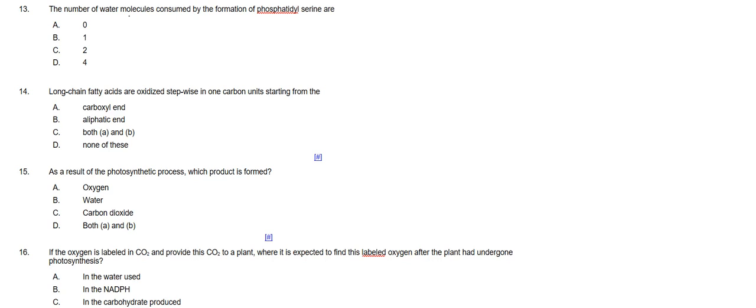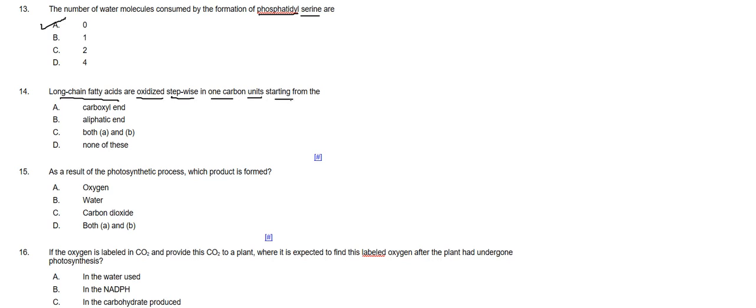Next is the number of water molecules consumed by the formation of phosphatidylserine. For the formation of phosphatidylserine, which is a component of the inner membrane, the number of water molecules consumed is 0. No water molecules are consumed in the formation of phosphatidylserine. Okay. Number 14 is long chain fatty acids are oxidized stepwise in 1 carbon units.